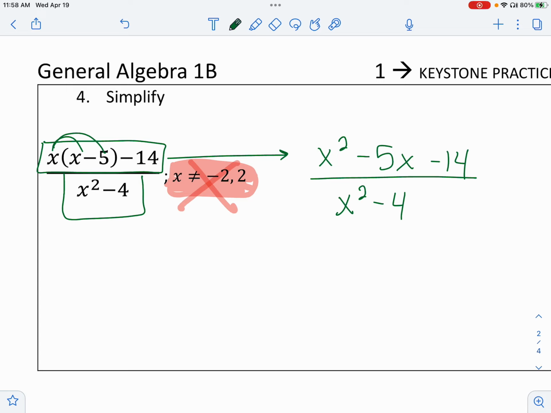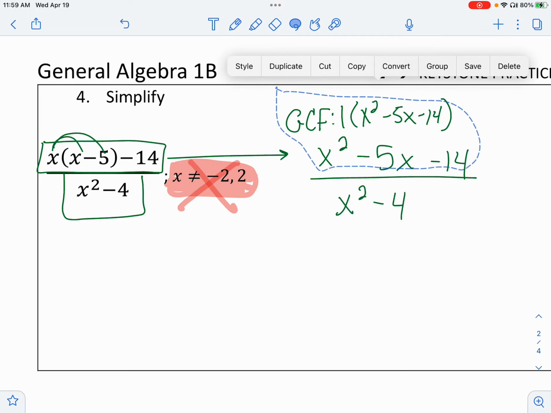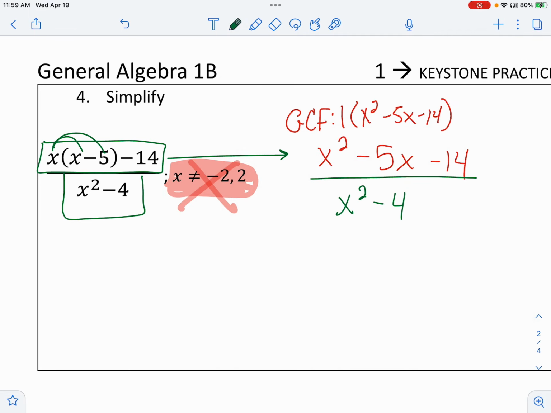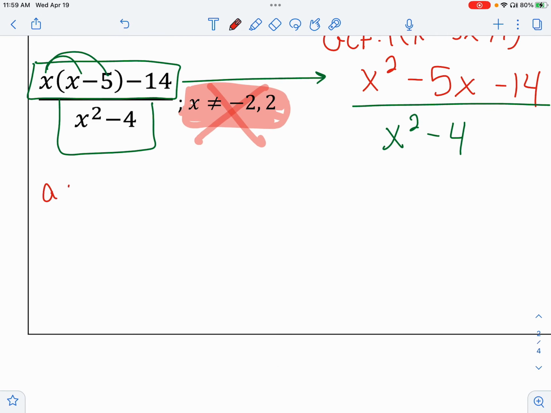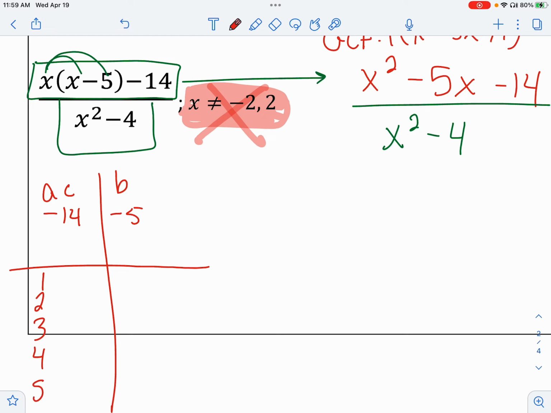Let's do the numerator first. So the GCF in the numerator is a big fat 1, which changes nothing. So taking a 1 out, everything about the numerator I'm going to do in a different color, like red, so that it sticks out and you know the numerator is red. So AC is negative 14 and B is negative 5. 1, 2, 3, 4, 5. As you work your way down the list, when you divide by 2, you'll get negative 7. Add is negative 5, which is what I need.